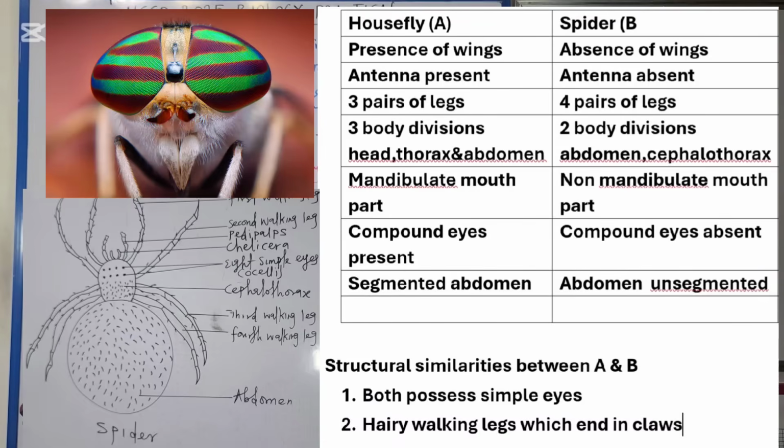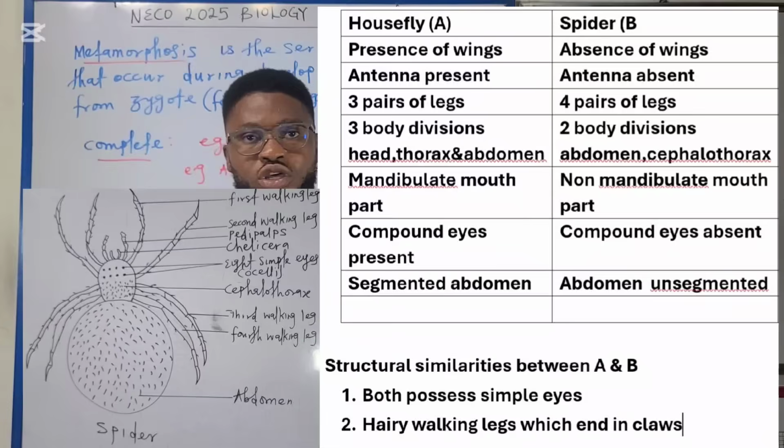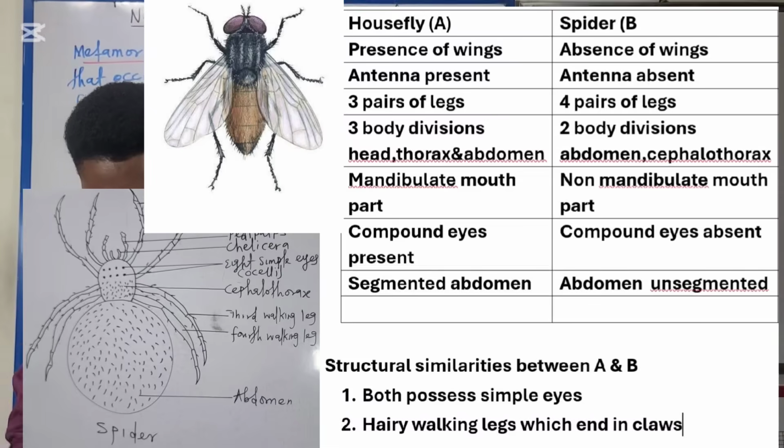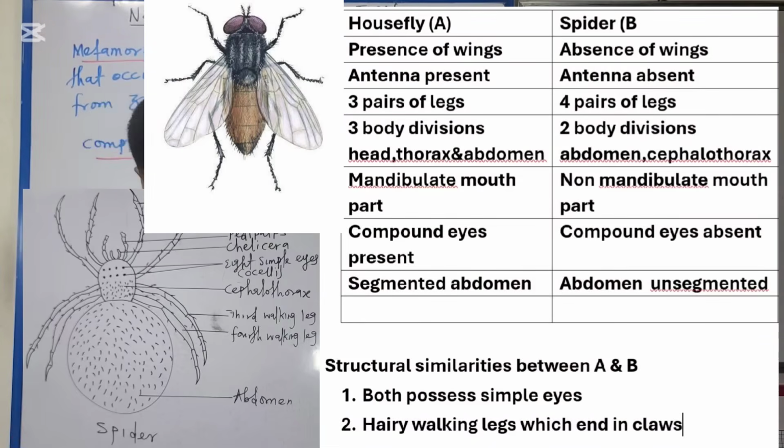When you look, both possess simple eyes. The housefly, in addition to the compound eye, also has simple eyes. When you talk about the spider, it has simple eyes, about 8 of them, called ocelli. Now, when you look at the legs of both animals, both have hairy walking legs, which end in claws. That's the legs have hairs on them, which end in claws. Those are just about the 2 structural similarities that we can see.